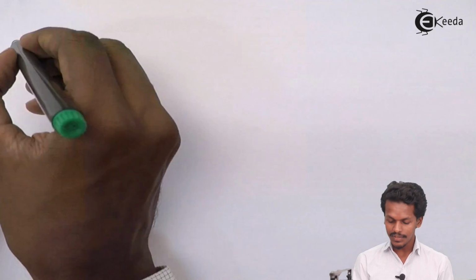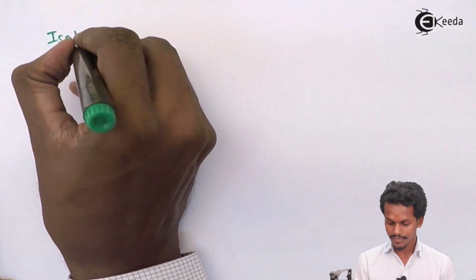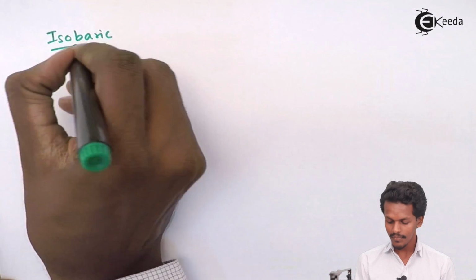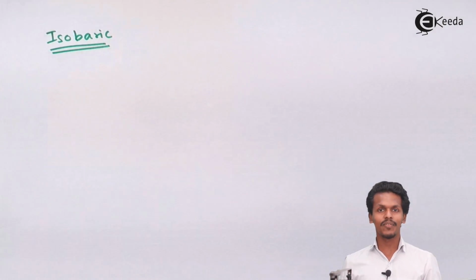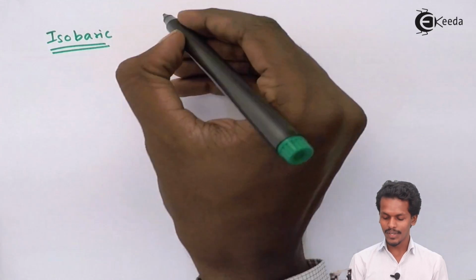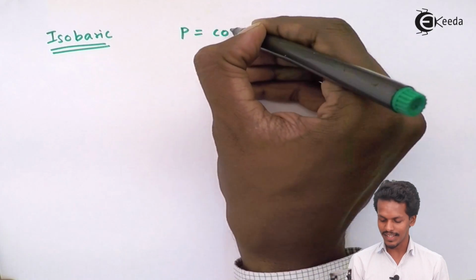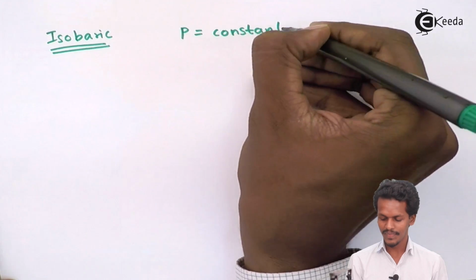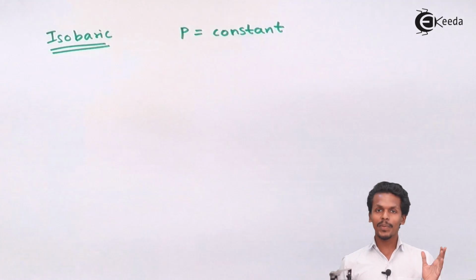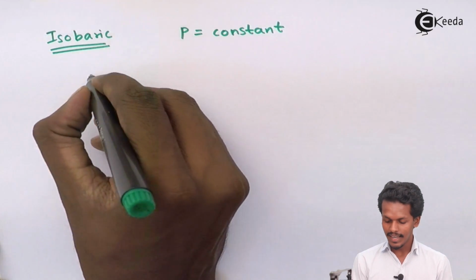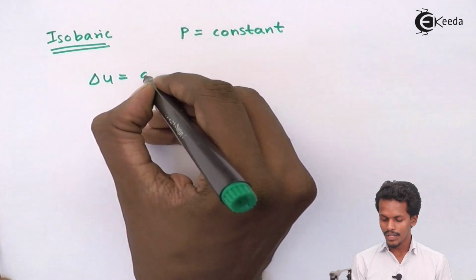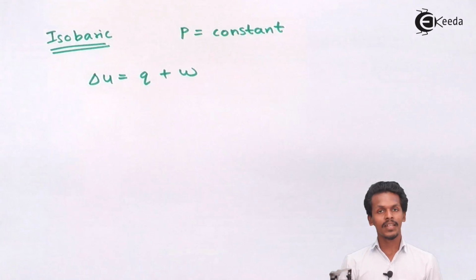So in an isobaric process, as you know, the pressure will remain constant, so there will be no change in pressure. Therefore, in this case pressure is constant. So what would be the formula for the change in internal energy? That is delta U is equal to Q plus W. That is what we know.